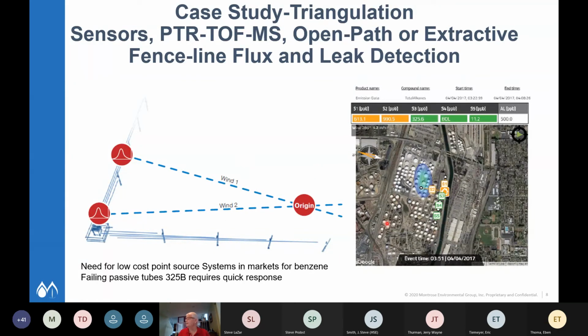And this is one that's actually out in the field now. You can see here, this is the source. You can see the different retros that were set up in different sampling locations. And if you put this into the software that we have, and I'll show you that next, you can see that this is the highest probability area where this emission is actually coming from.